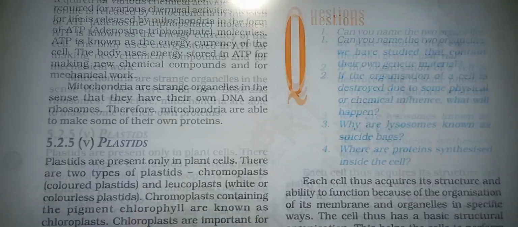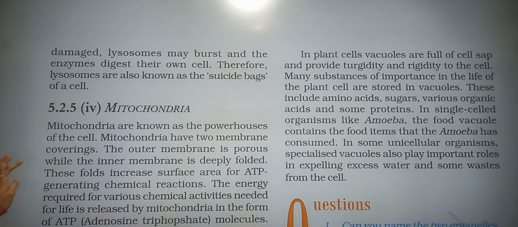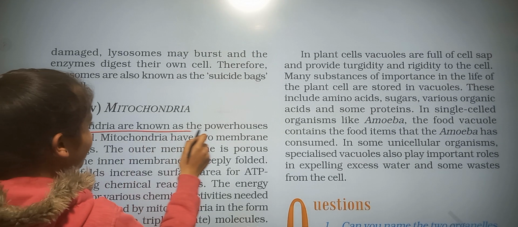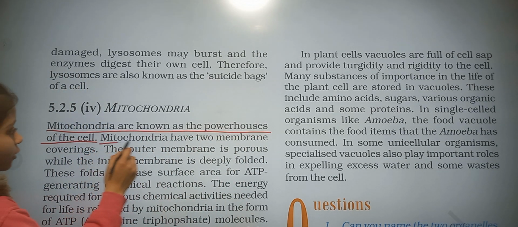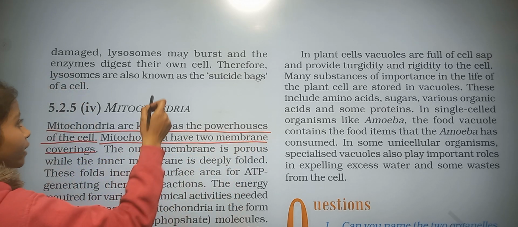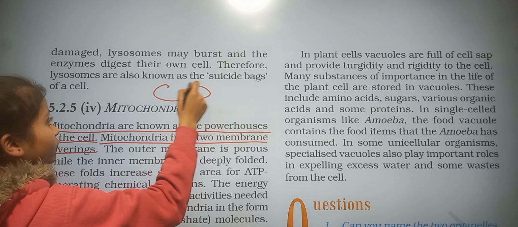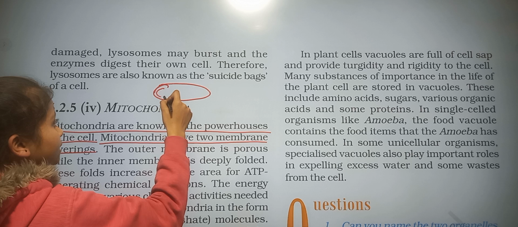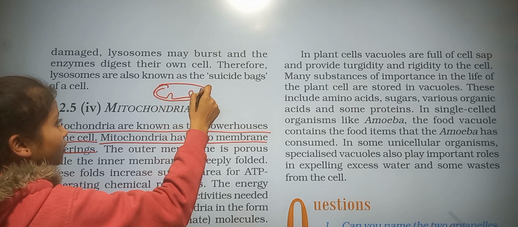So this is all about the lysosome. Let's read about mitochondria also. Mitochondria are known as the powerhouse of the cell. Mitochondria have a two-membrane covering. The first one is the outer and the second one is the inner membrane.